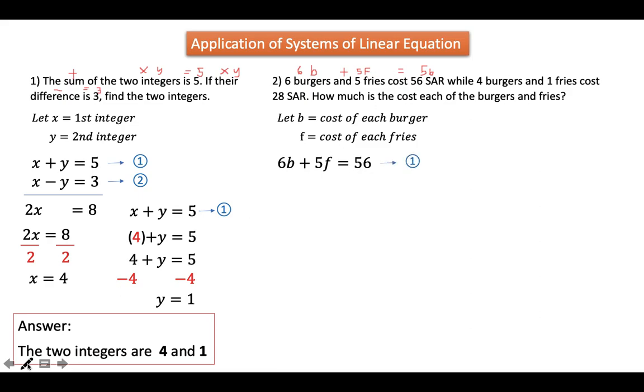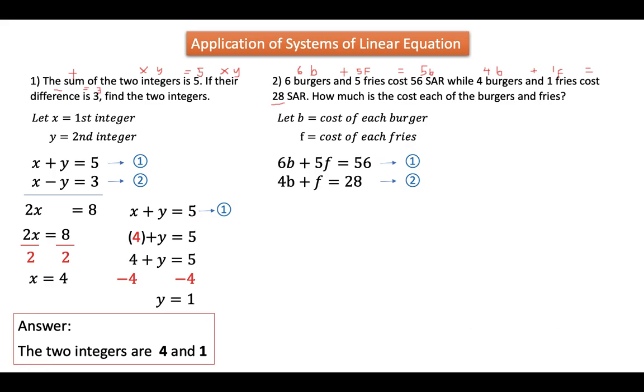That's how easy. Then our second equation can be taken from here: 4 burgers and 1 fry. So this burger is represented by B. So let us now write the 4, and here plus, then 1 and fries for F. Cost for equals, then 28. So that is 4b plus 1f equals 28. So that will be our second equation.